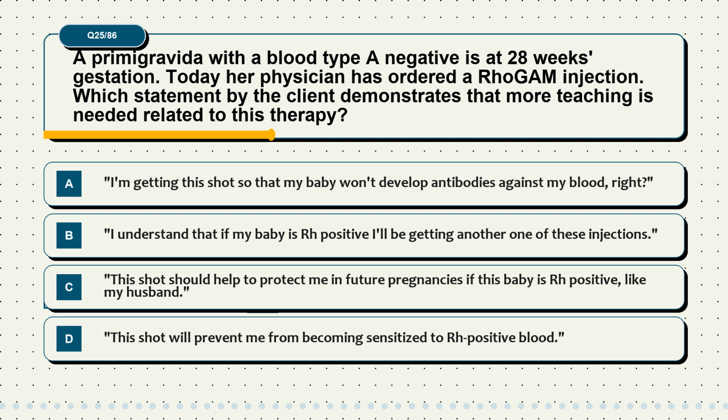Here are the options. Option A, I'm getting this shot so that my baby won't develop antibodies against my blood, right? Option B, I understand that if my baby is Rh positive, I'll be getting another one of these injections. Option C, this shot should help to protect me in future pregnancies if this baby is Rh positive, like my husband. Option D, this shot will prevent me from becoming sensitized to Rh positive blood.